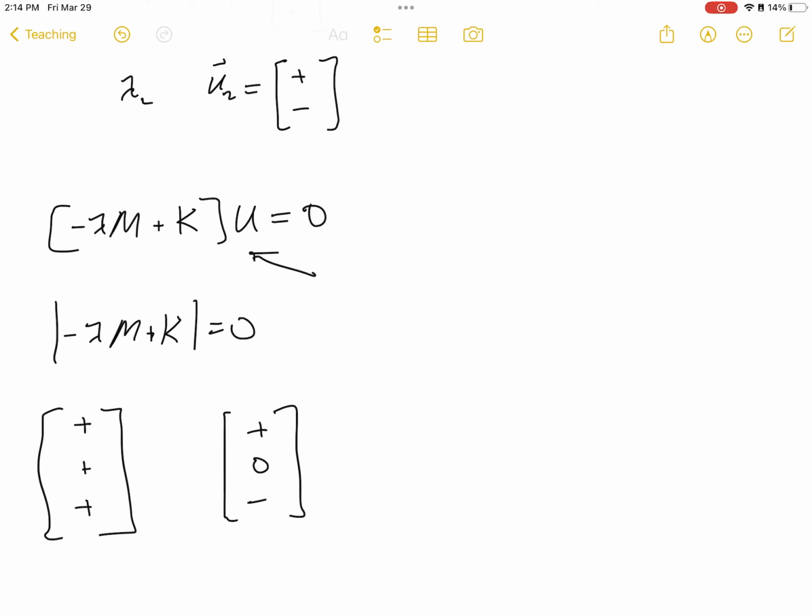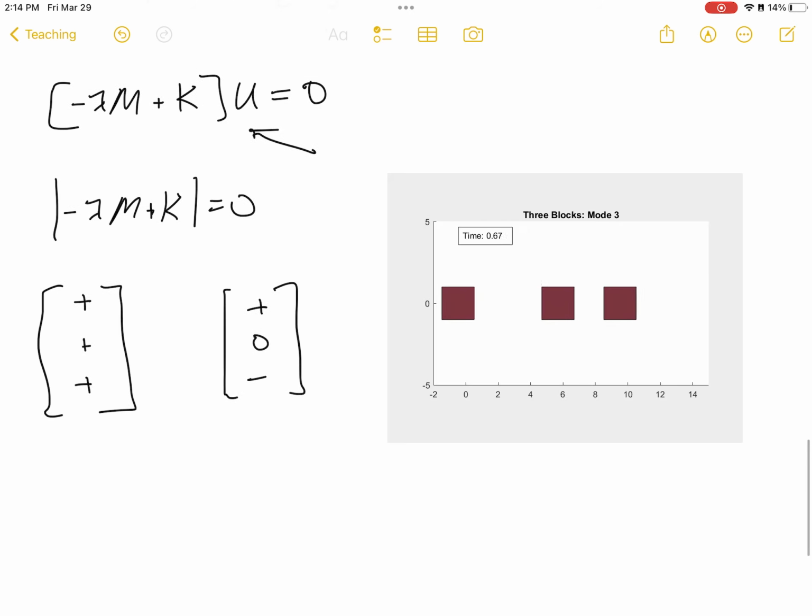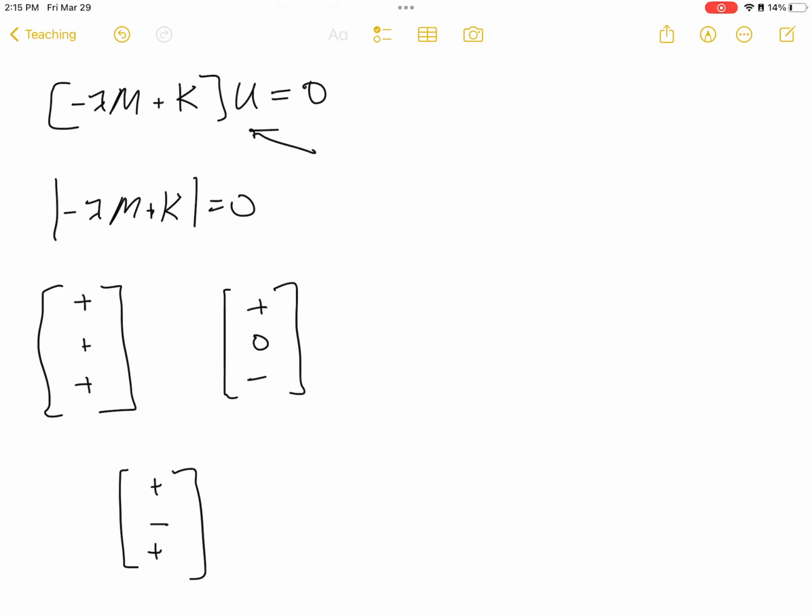This last video, we'll put it in, has a plus, minus, plus eigenvector. And you can see this is the fastest one that we've seen that has the highest frequency. And the first and the last mass are moving together because they both have the same sign in the eigenvector. And the middle mass is moving in an opposite direction from those outside masses.